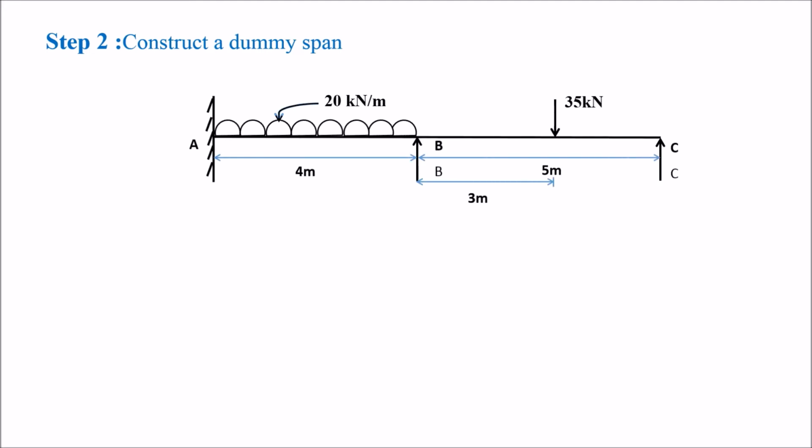Step 2. Construct a dummy span. This is the beam ABC. Support A is a fixed support. So draw an imaginary span on the left hand side of A and mark it A0, and its length is L0. It is an imaginary span.